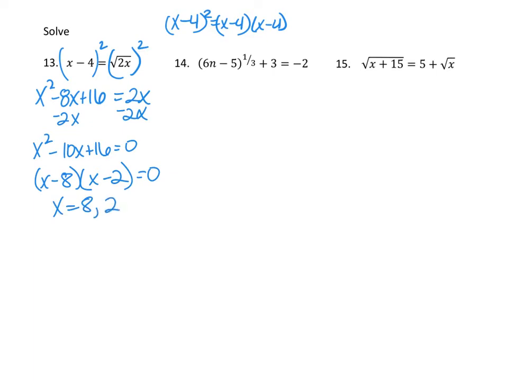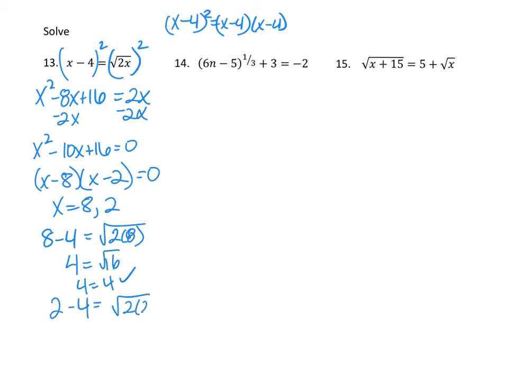And now we've got to see which one works. Plug in the 8. 8 minus 4 equals the square root of 2 times 8. That's 4 equals the square root of 16. 4 equals 4. So 8 works. And then 2 minus 4 equals the square root of 2 times 2. That's -2 equals the square root of 4. -2 doesn't equal +2. So our extraneous solution is the 2, and our solution is 8.